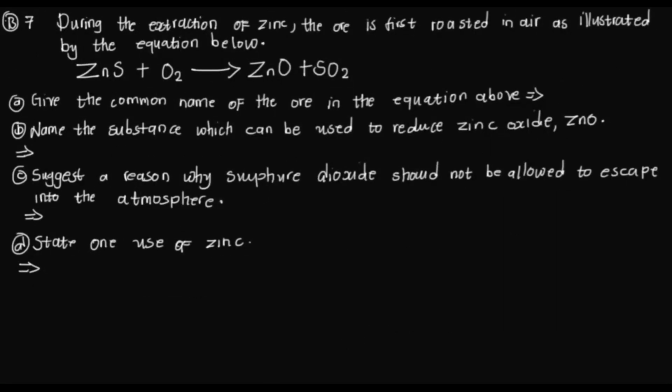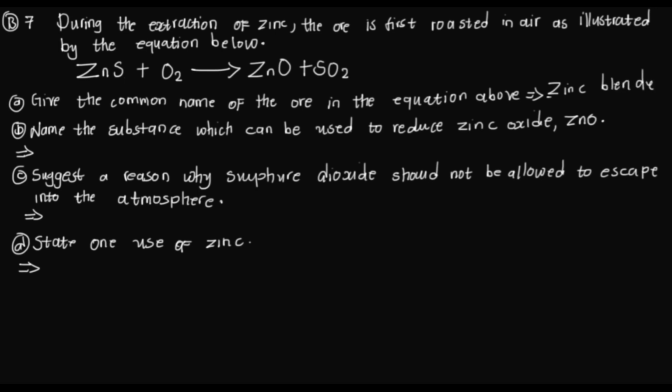Okay, so now we can move on to question 7. During the extraction of zinc, the ore is first roasted in air as illustrated by the equation below. So we have zinc sulfide plus oxygen giving us zinc oxide plus sulfur dioxide. Now the first question: give the common name of the ore in the above equation. This zinc sulfide is the chemical name, the name used in chemistry. Now we want to look at the common name for zinc sulfide. So this is zinc blende.